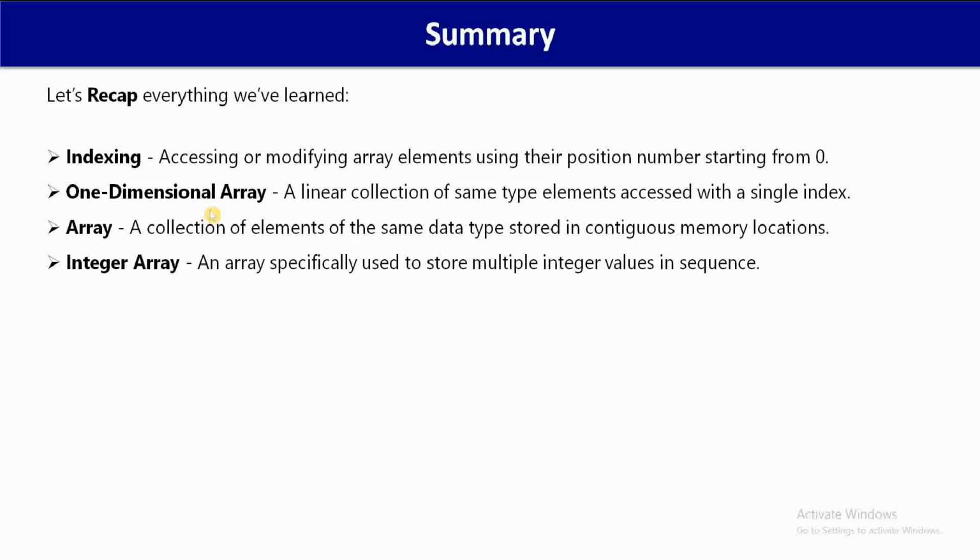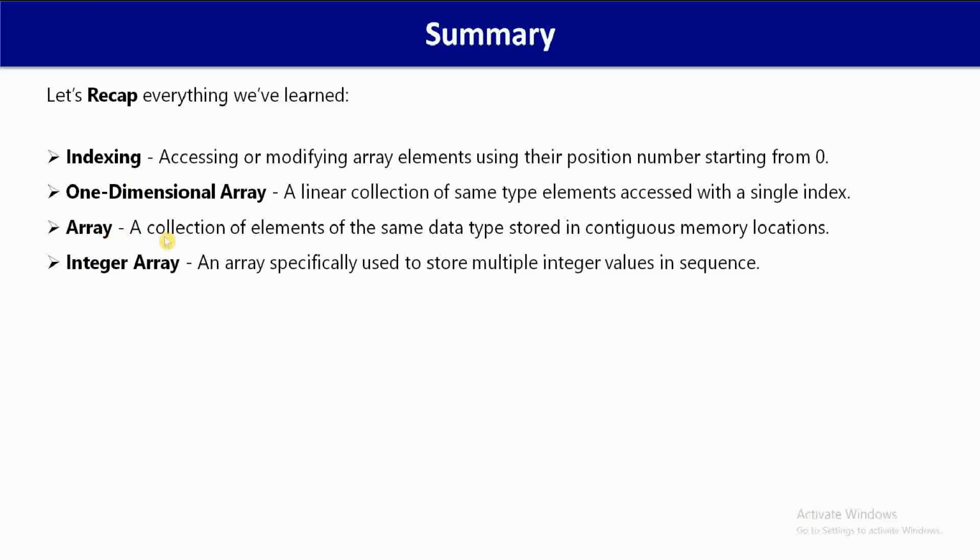Next one is a one dimensional array, a linear collection of same data type elements accessed with a single index. If we want to use a one dimensional array, I showed you that example also with integer and string as per the requirements. But here is the thing, we have to use the same data type. If we are declaring integer type elements, then we can only add integer elements, not string ones, and it will consume one index per element.